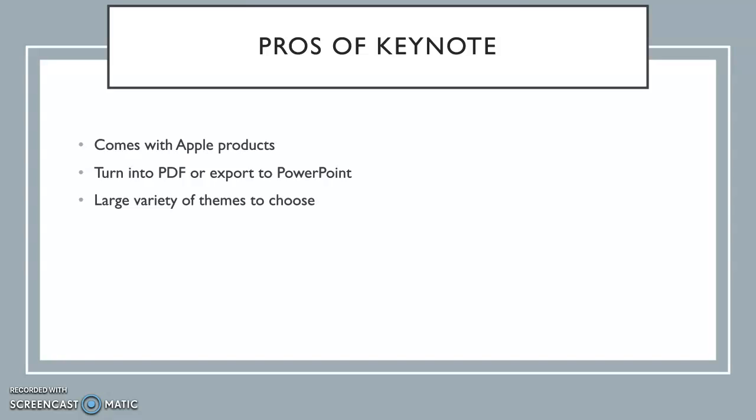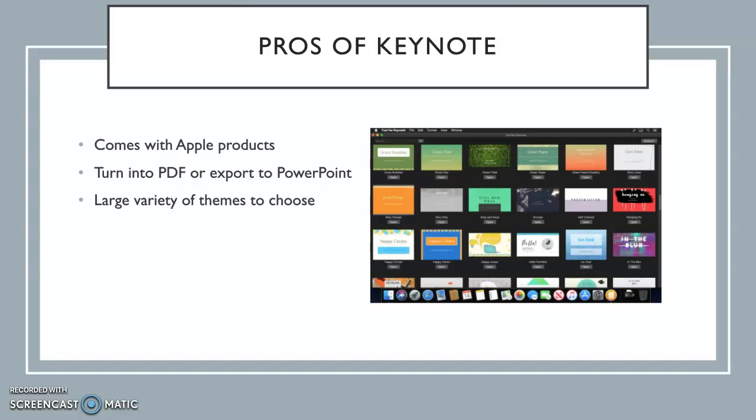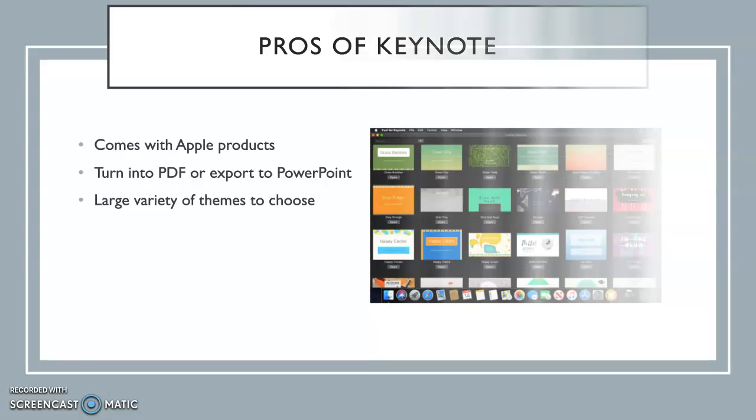I think that's great. I didn't know that a while back when I was making a Keynote, and I uploaded it into Canvas for an assignment, and my professor wasn't able to open it up. So that was unfortunate, but shortly after that I learned that you can turn it into a PDF, so anyone can open it, which I think was great. I wish I knew that then. Here's just a picture of some of the themes. As you can see, they're very colorful, a lot to choose from.